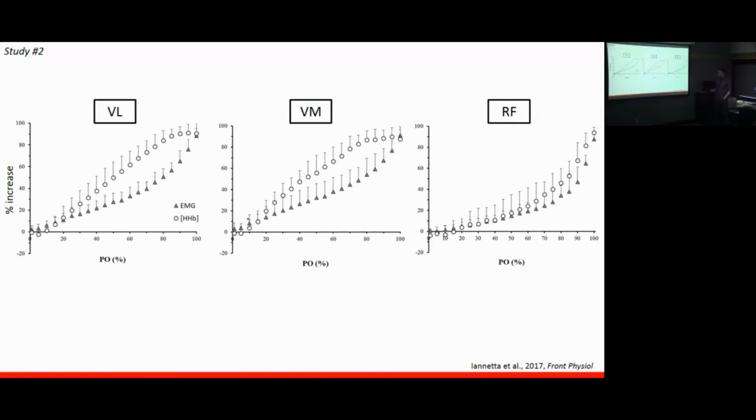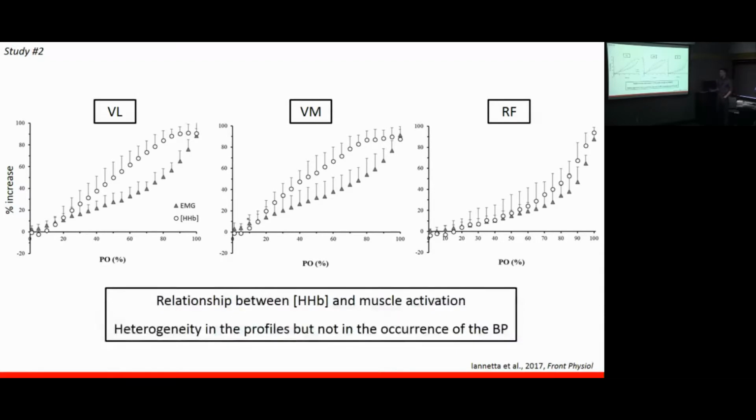And the conclusion of this second study was that, yeah, there could be a relationship between HHB and muscle activation, even though at higher exercise intensities may not be completely true. And there is a heterogeneity in the profiles between the rectus femoris, the vastus lateralis, and the vastus medialis, but not in the occurrence of these breakpoints in the signal.